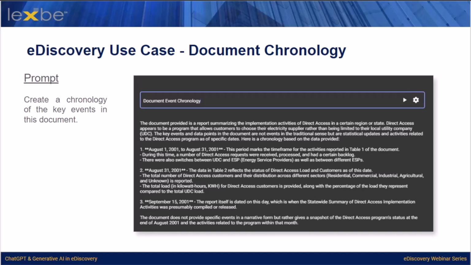So again, this was on one document. However, you can select however many documents you would want in the case and say, hey, create a chronology of the key events in this document, and it will go ahead and generate one for you. And that particular use case is one of my all-time favorites, and I absolutely wish that it existed back when I was working in a law firm. So just absolutely one of the biggest time savers that generative AI can provide us for use in eDiscovery.